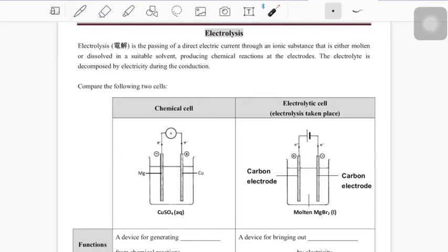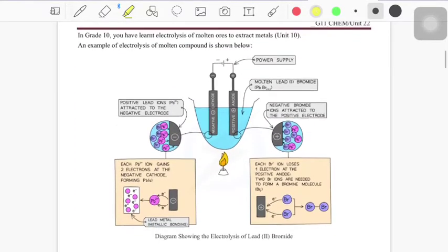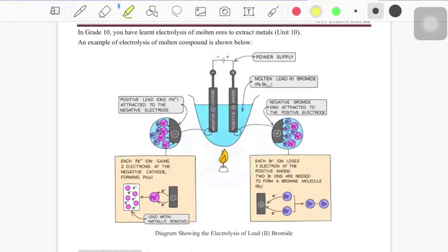To do electrolysis, it must fulfill two requirements. First, we can only do electrolysis for ionic substances. And secondly, the compound needs to be in either molten state or aqueous state. That's because it needs to be able to conduct electricity in order to let the electrons flow through. The comparison between these two types of cells, we're going to come back to after we finish learning the electrolytic cell. So let's move on to page 3 first.